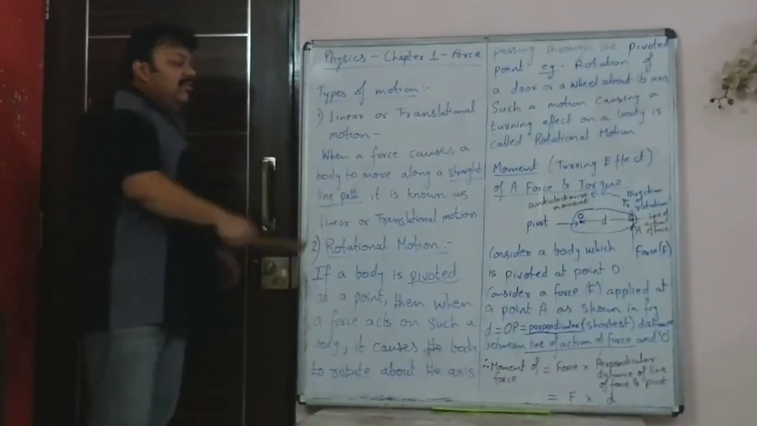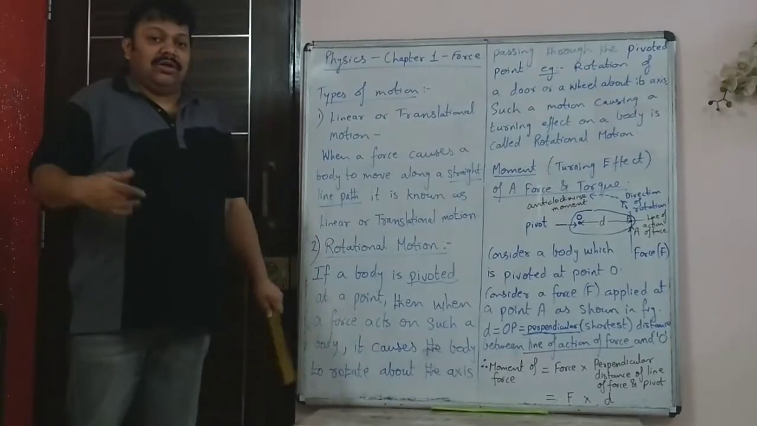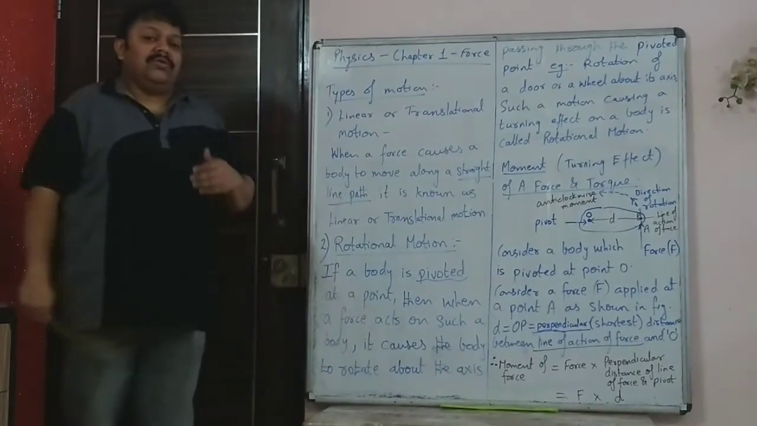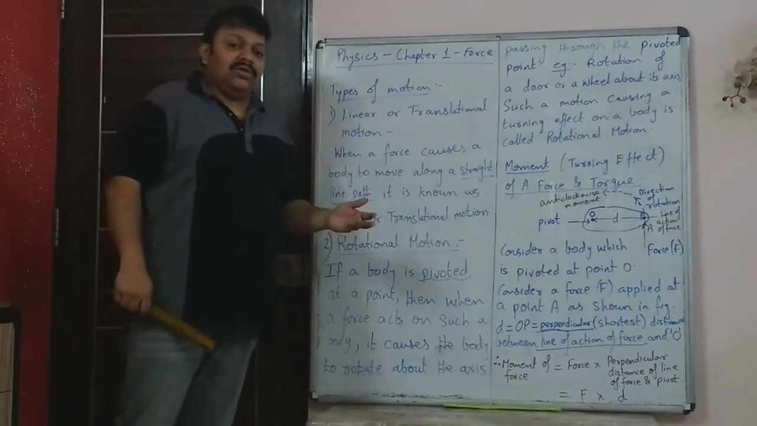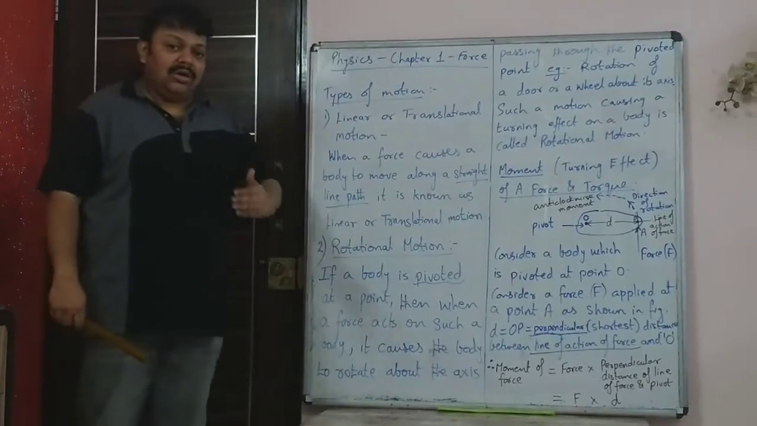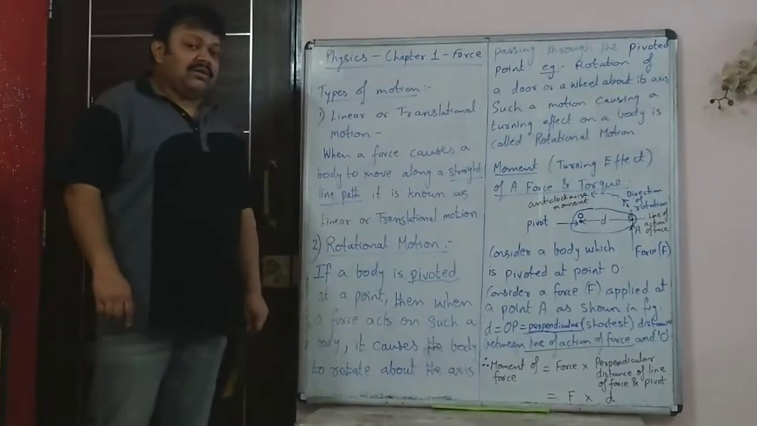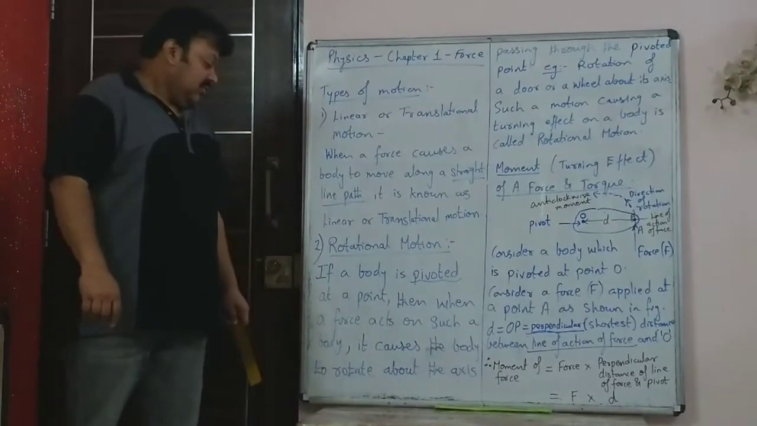So types of motion, there are two types: linear or translational motion, that is also known as motion in a straight line. So now if an object is free to move and if you push that object, if a force is applied to that object, then that object will move along a straight line path. That is known as linear or translational motion. Now second is rotational motion.